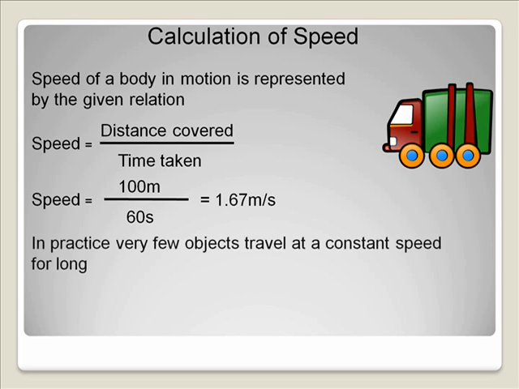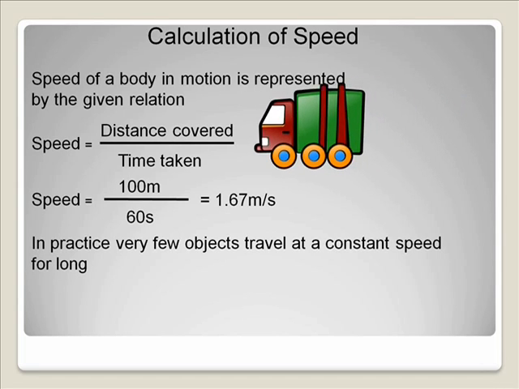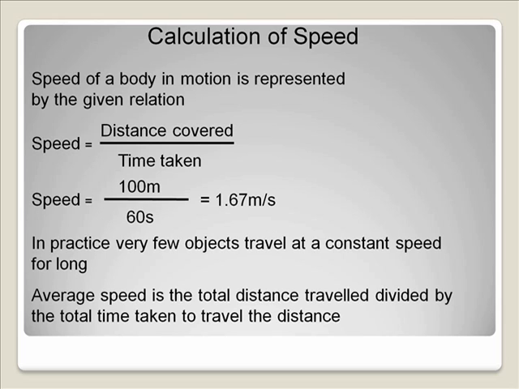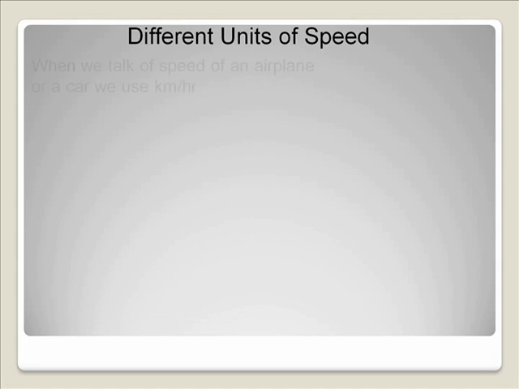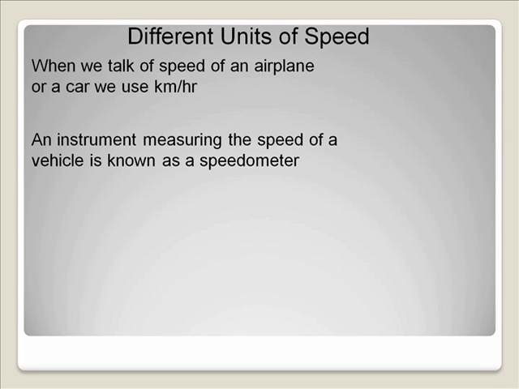In practice, very few objects travel at a constant speed for long. Your school bus may speed up and slow down many times on the way to school because of heavy traffic, traffic signals, etc. This is an example of non-uniform motion. In this case, the speed can be determined in terms of its average speed. Average speed is defined as the total distance travelled divided by the total time taken to travel the distance. When we talk of the speed of an airplane or a car, we use kilometer per hour. An instrument measuring the speed of a vehicle is known as a speedometer.